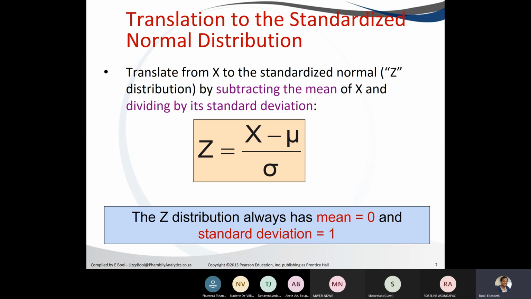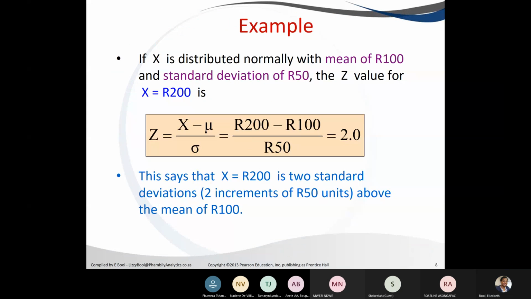It does not mean that the population that we are looking at is 0 or 1, but what this says is that for a distribution which is normally distributed, it will be distributed with the mean of 0 and the standard deviation of 1. So let's look at how we do this calculation.